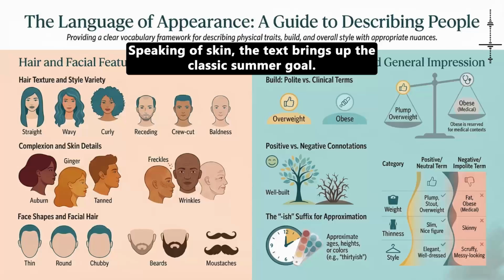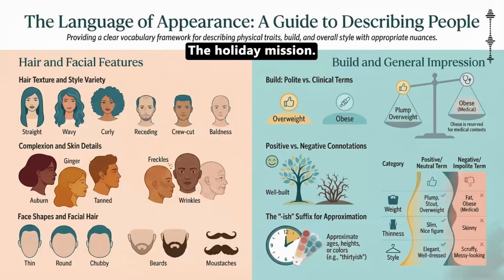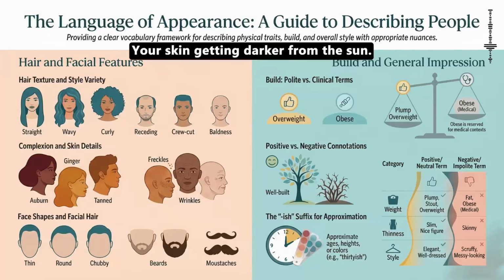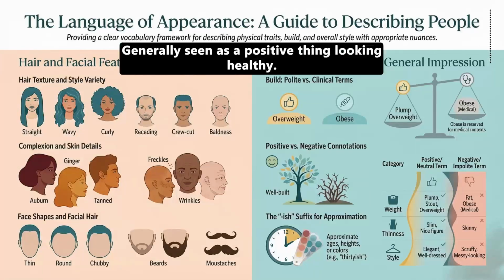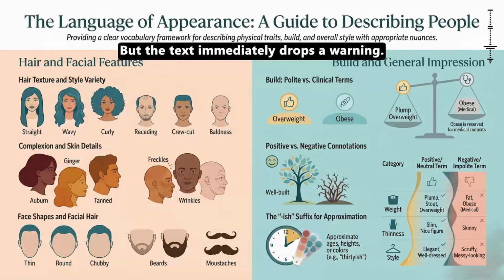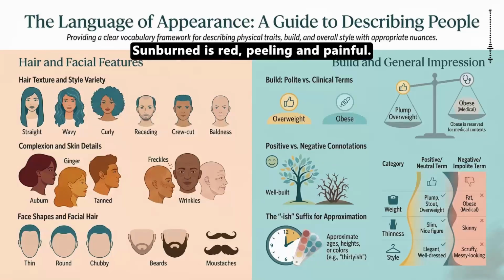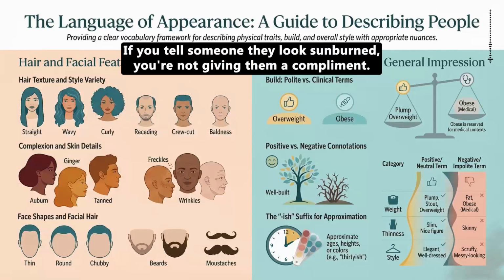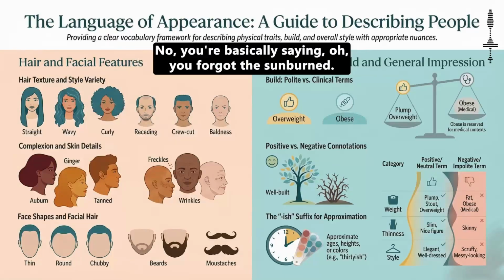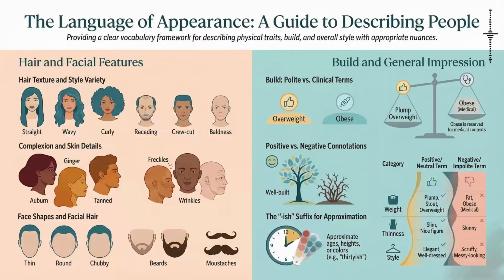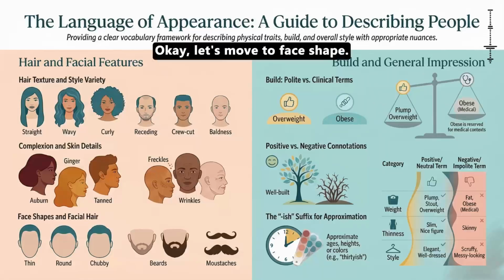Speaking of skin, the text brings up the classic summer goal, to get a tan. The holiday mission, your skin getting darker from the sun, generally seen as a positive thing, looking healthy. But the text immediately drops a warning. The flip side of the tan. Sunburnt. The painful reality. It's a crucial distinction. Tanned is bronze and glowing. Sunburnt is red, peeling, and painful. If you tell someone they look sunburnt, you're not giving them a compliment. No, you're basically saying, ouch, you forgot the sunscreen. Exactly. Precision is kindness.